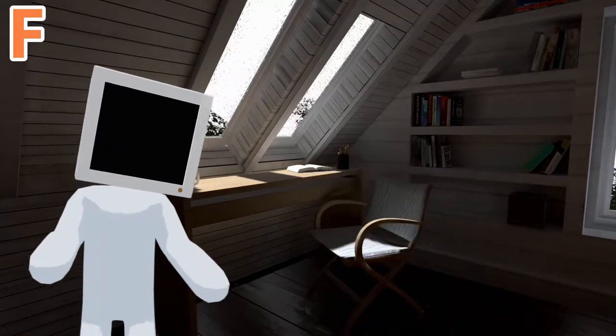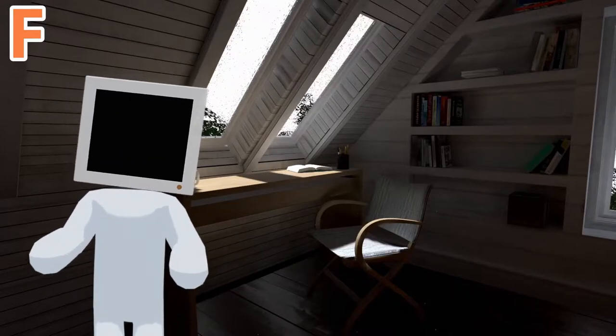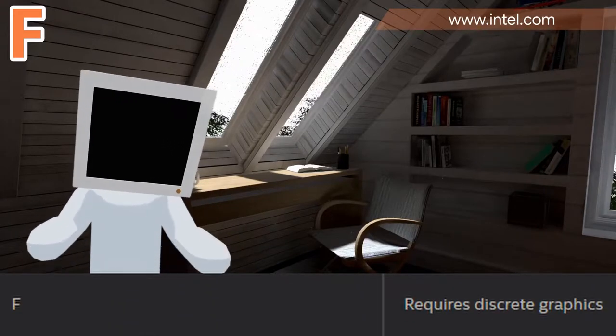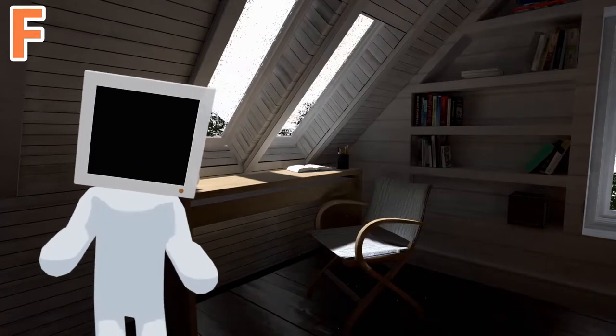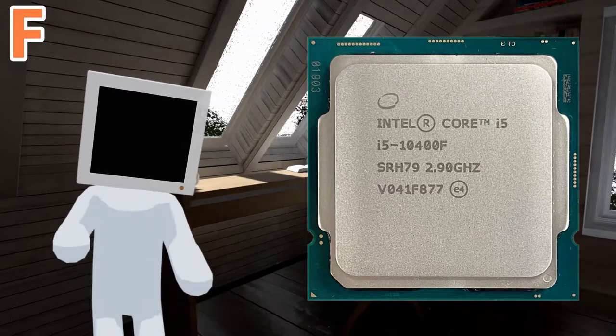Another suffix that a lot of people will recognize, especially in recent years, is the F. Again, unlike Ryzen, Intel processors always have some form of integrated GPU, unless specified otherwise, and this letter specifies exactly that, a lack of iGPU. A famous example in recent years would be the i5-10400F.